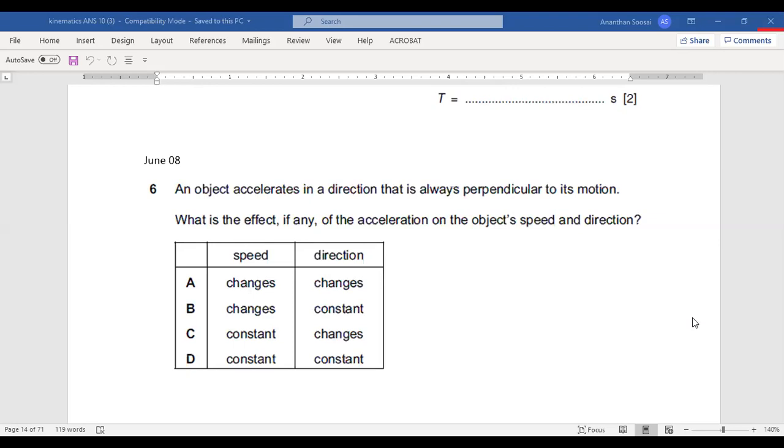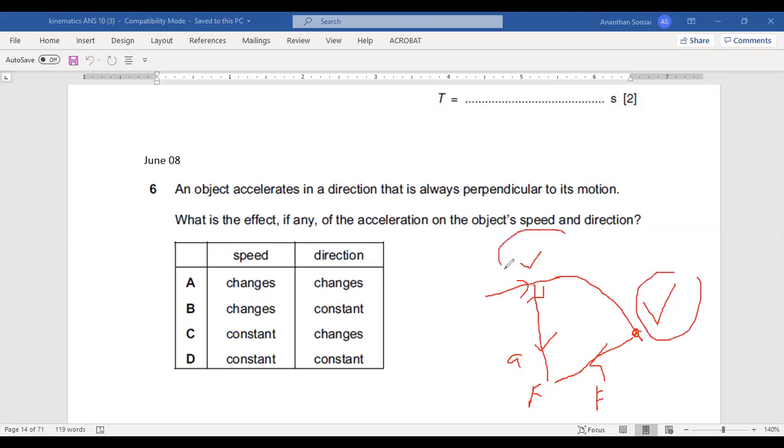Speed is constant, direction changes. Yes, good. Something moves with a constant speed if the acceleration is perpendicular, in other words, the force is perpendicular. When you apply force perpendicular to the direction of motion, the object will change direction, but the speed still will be v. The force still will be the same force, but the speed does not change. Why does speed not change? Anyone?